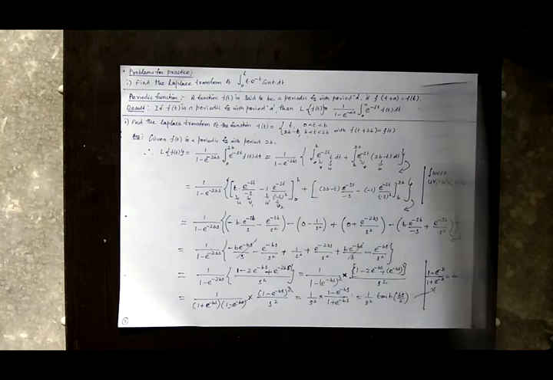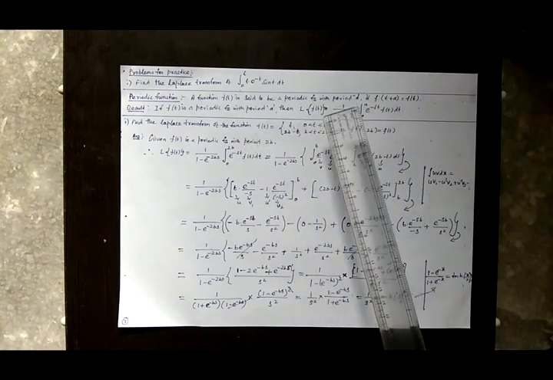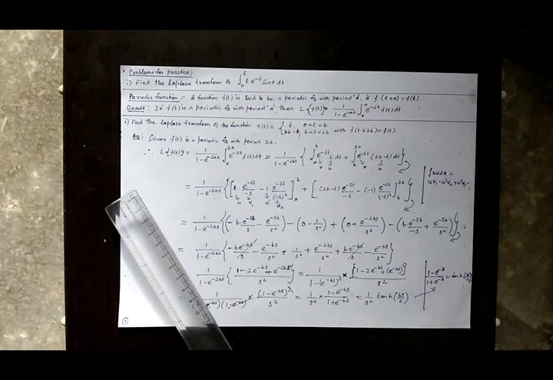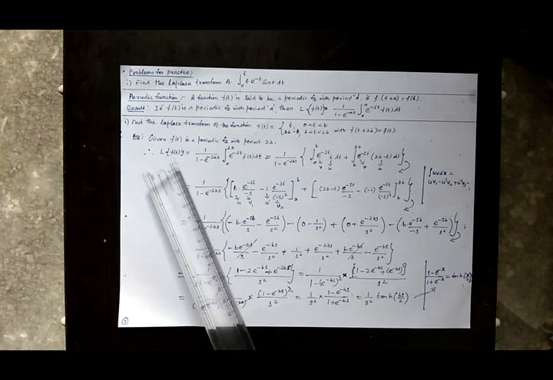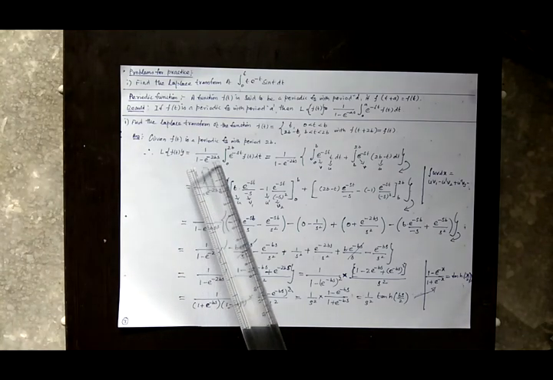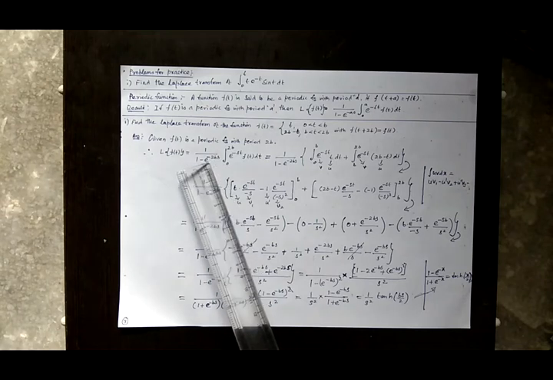Okay, so it is clear from the given definition of the function f of t that f of t is a periodic function with period 2b. So therefore, using the result, we have L of f of t equal to 1 by 1 minus e power minus 2bs.